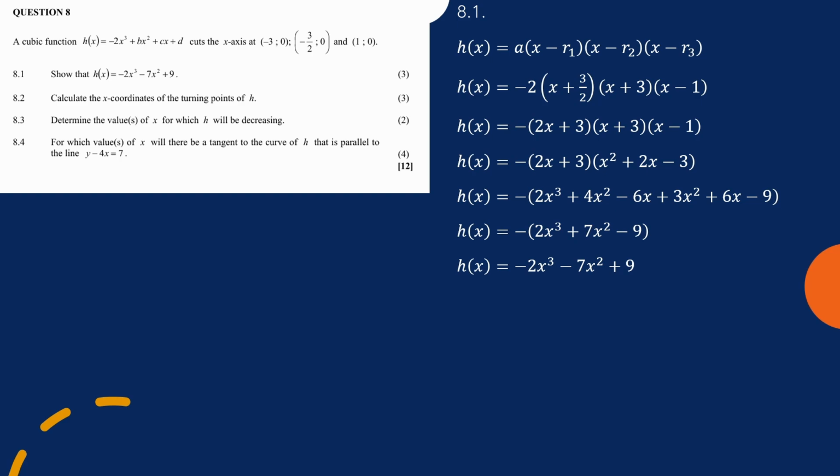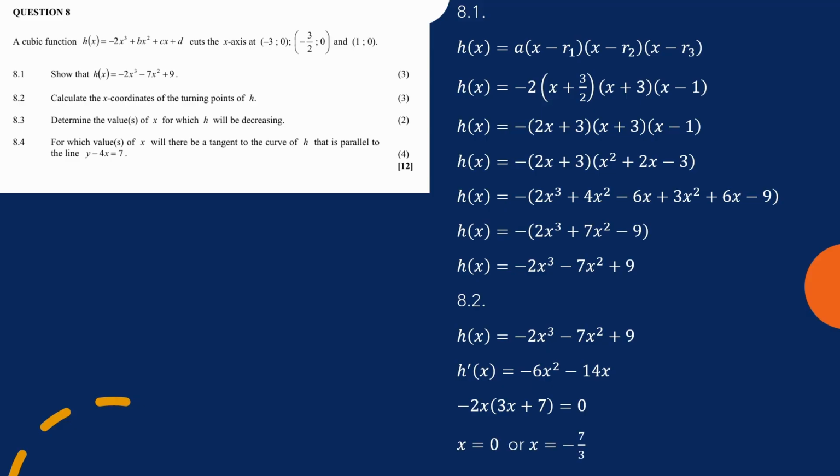Now moving on to question 8.2, which states, calculate the x coordinates of the turning points of h. First thing I am going to do is to differentiate my function, and doing that I will have h prime of x is equal to negative 6x squared minus 14x, and then equate that derivative with 0, and hence I will have negative 2x multiplied by 3x plus 7 is equal to 0. What I did there is I factorized my derivative. That's all I did, and hence I will have an x value of 0 because negative 2x is equal to 0 will leave me with an x value of 0, and another x value of negative 7 over 3 because 3x plus 7 is equal to 0 will leave me with an x value of negative 7 over 3.